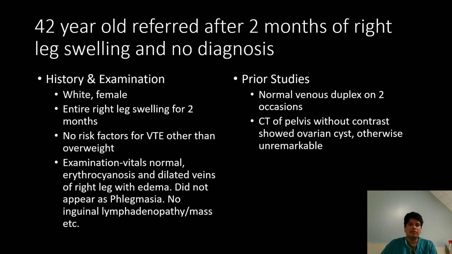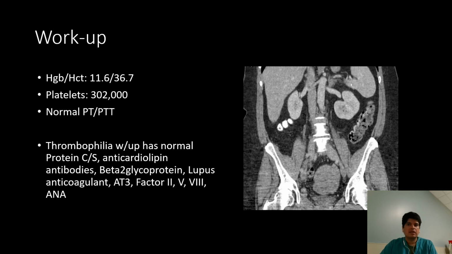A CT of her pelvis was done, and that showed an ovarian cyst. However, when we looked at the scan, we saw some abnormality in the right inguinal area, although we were not sure what it was. In the workup so far, she had mild anemia, but nothing really important that stood out. A thrombophilia workup was done, and that was negative.